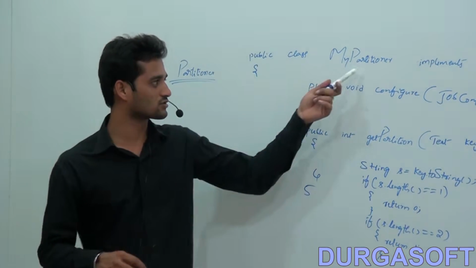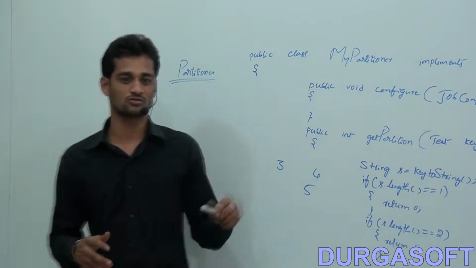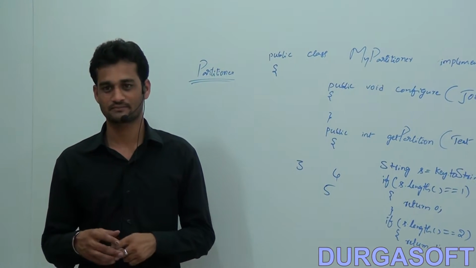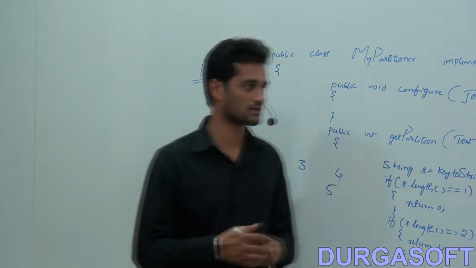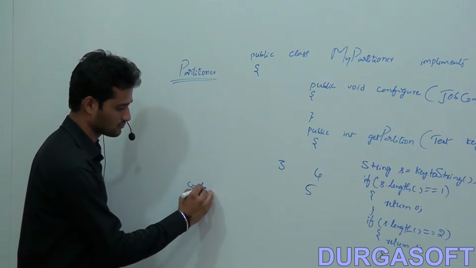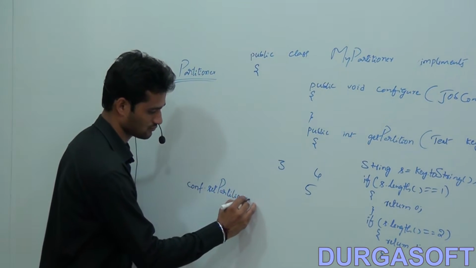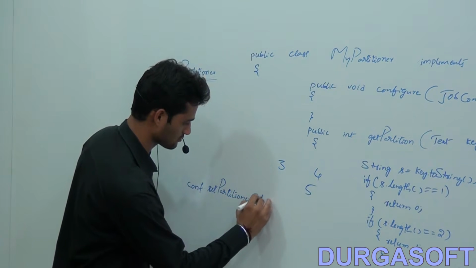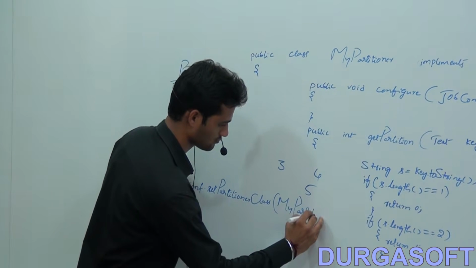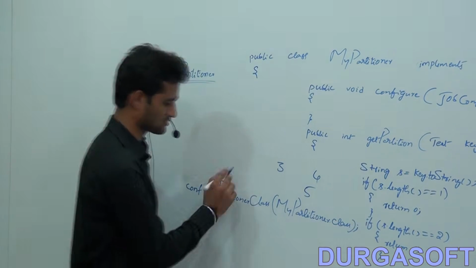So how do we let this partitioner be executed? Yes, you have to configure this partitioner class in your driver code. So how to configure that? Very good: conf dot set partitioner class of my partitioner dot class. That's it.